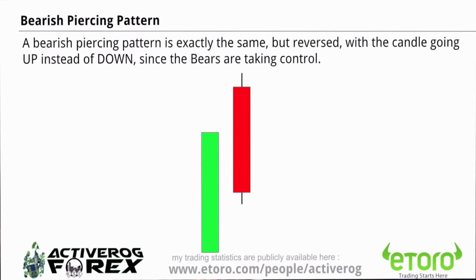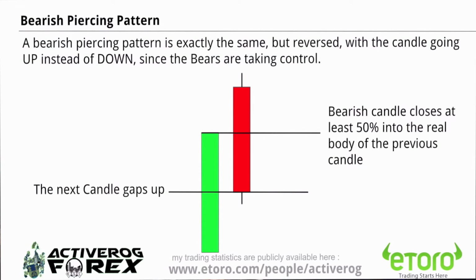A bearish piercing pattern is simply reversed, with the pattern beginning with a strong bullish candle. The next candle gaps up, and the bearish candle closed at least 50% into the real body of the previous candle. Why does this pattern work?